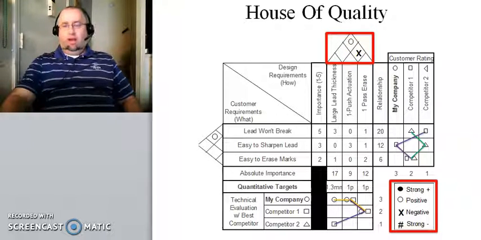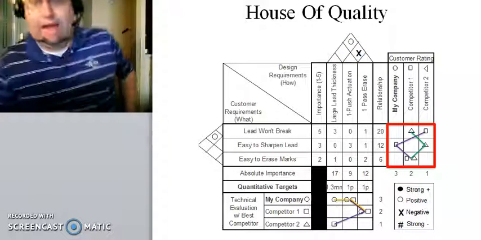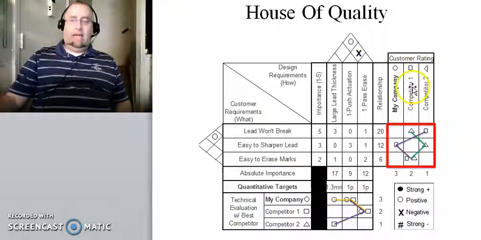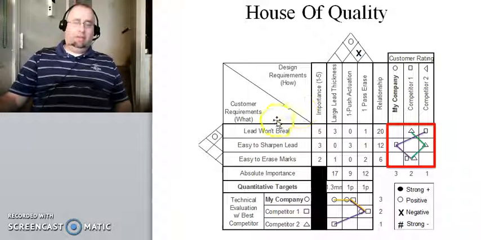Okay, so moving on, we're going to look now at the customer rating. So we're going to look at how our two competitors stack up in terms of their ability to meet the customer needs.